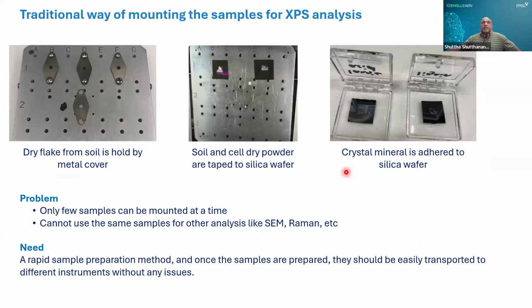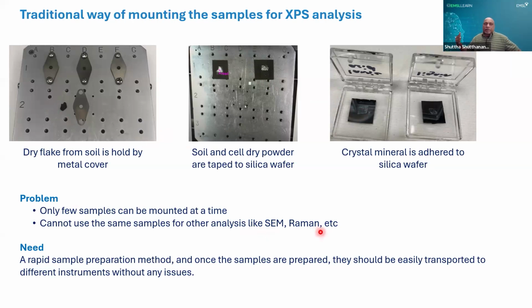Okay, so this is the traditional way of mounting. Here I am showing 3 traditional ways of mounting soil samples for XPS analysis. In the first one, we put the soil on a plate and covered it with another plate. Here we put the soil particles on double-sided carbon tape, press it hard, and then do the XPS. And here you put the soil particles on a silicon wafer and then do the analysis. The problem with this is that you can only put a few samples here, and then we cannot use the same sample for other analyses like SEM or Raman or other experiments.